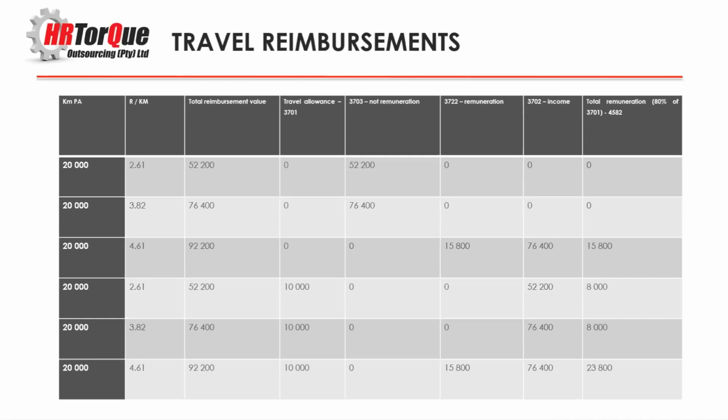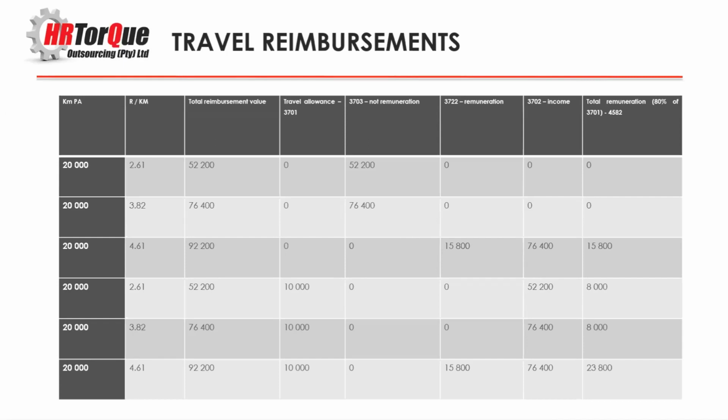In the fifth scenario, the employee is getting R3.82 a kilometer, which is the SARS rate, and they're also getting a fixed travel allowance. Same scenario: the employee is going to get a reimbursement of 76,400. That's going to go into code 3702, and 80% of his travel allowance is going to go into code 3701.